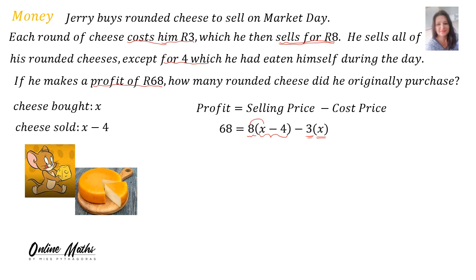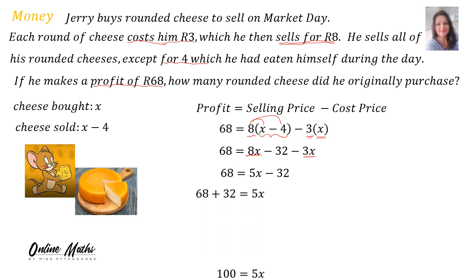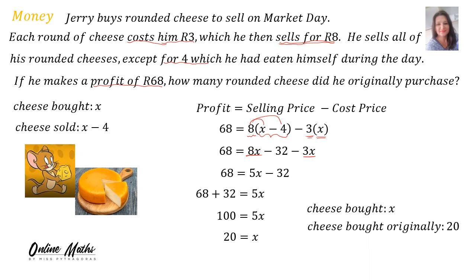Then the 8 we can multiply in. So it's 68 is equal to 8x minus 32 minus 3x. Let's add like terms. Therefore, 68 is equal to 5x minus 32. That will walk across, and it becomes 100 is equal to 5x divided by 5. x is equal to 20. What was the question? The cheese bought was x. Therefore, cheese bought originally was 20.